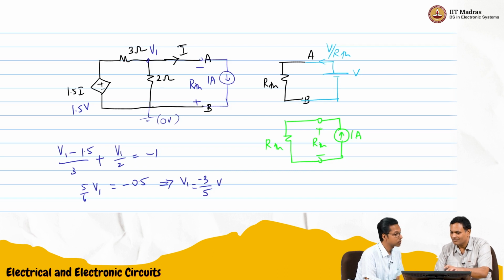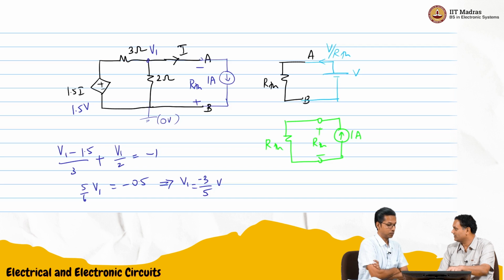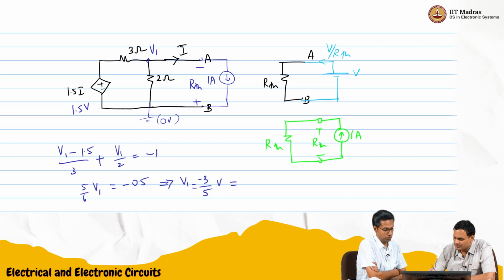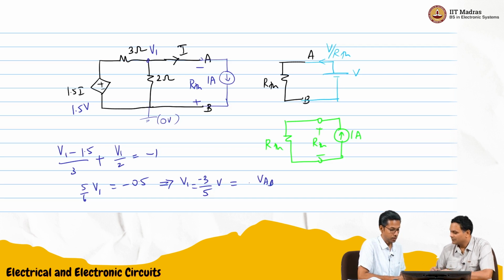So VBA is 3 by 5. We are interested in VAB, and V1 is VBA, so VAB is minus V1. So RThevenin is minus VBA, which gives plus 3 by 5 ohms.